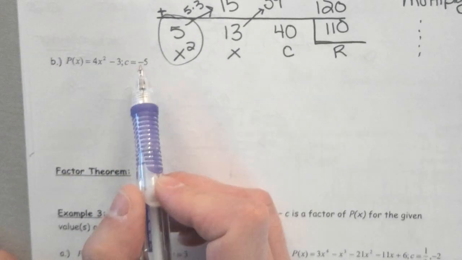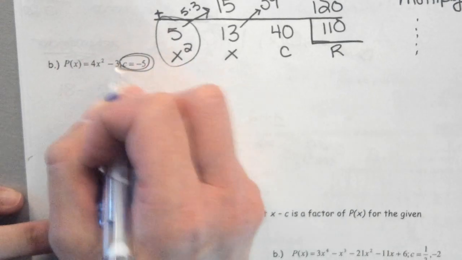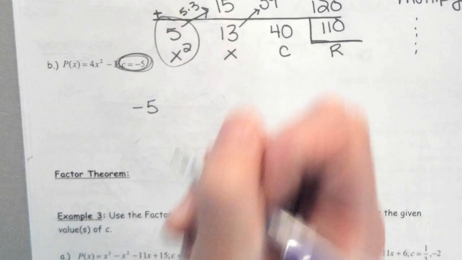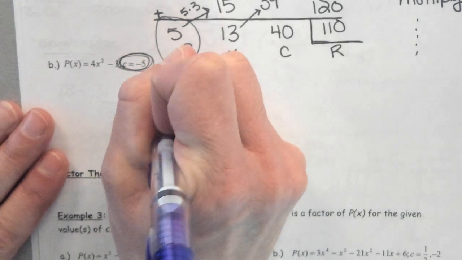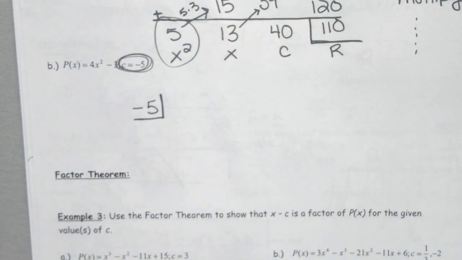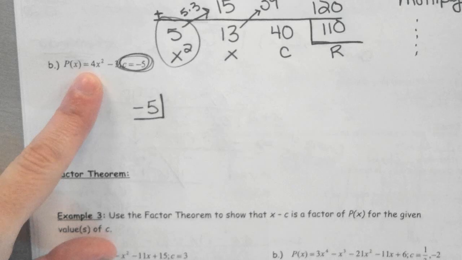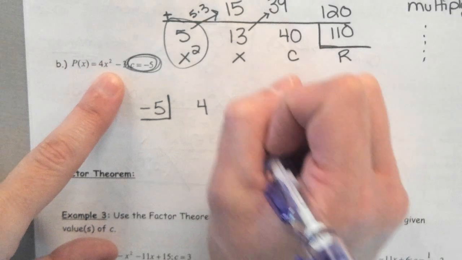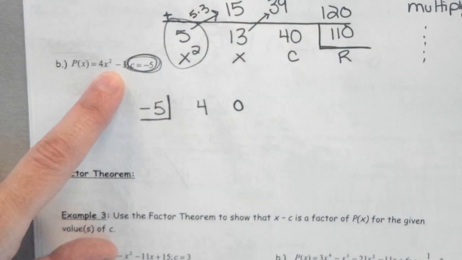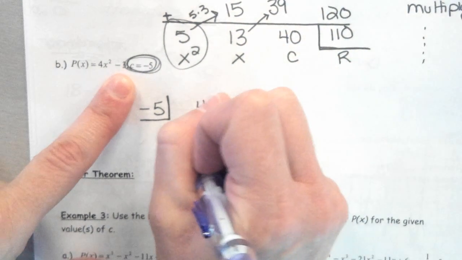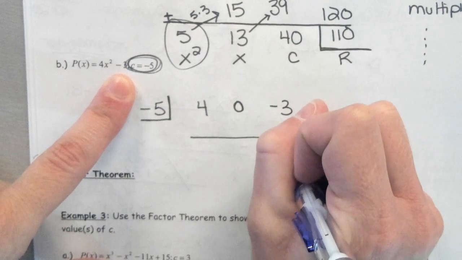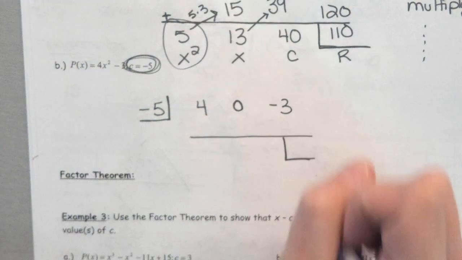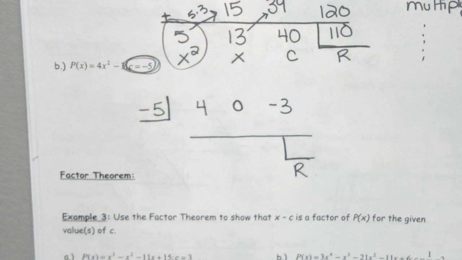Alright, so this time they're just giving me the value. So sometimes they're just going to tell you what it is, and in that case, you just plug in the number as is. So do you see how they just gave me the number -5? I'm just going to plug it in. Alright, over here, I've got 4x squared. Do I have an x term? No, so I need a 0 for a placeholder. So that's my 0x. And then here's my constant -3. And again, I'm going to put this little ledge under here. That's where my remainder always lives.